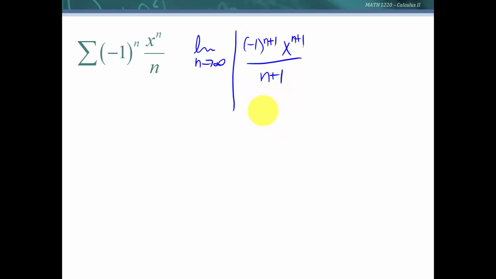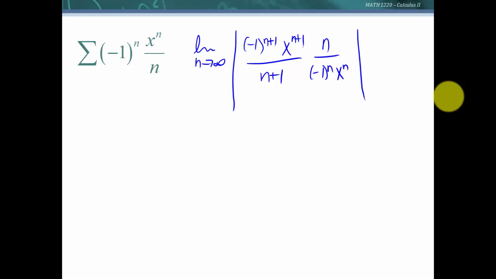Now let's look at another one here. Let's go ahead and apply the ratio test to this. So we have the limit as n goes to infinity of the absolute value of (-1)^(n+1) x^(n+1) over n plus 1, and that is over the nth term, but we'll go ahead and multiply by the reciprocal, so that'd be n over (-1)^n x^n.